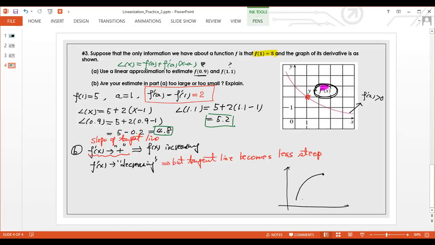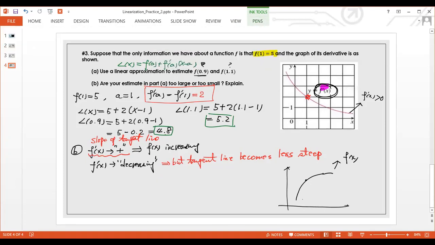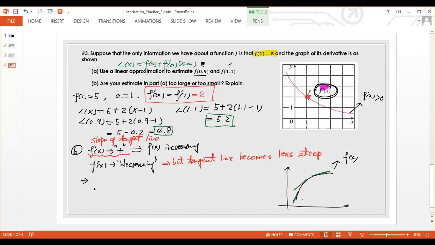So let me see if this is my f of x here. If you take a look at the tangent lines here, this is a tangent line, and here is a tangent line, and here is a tangent line. What does that tell you? The tangent lines become less and less steep. If it is less and less steep, that means the function f of x has to be under the tangent lines.